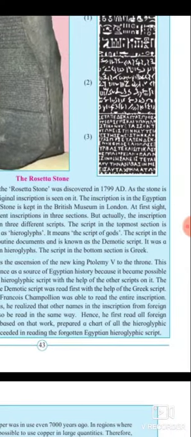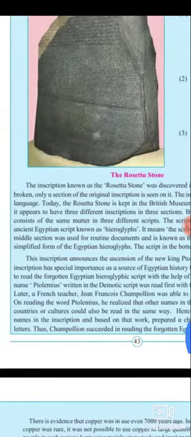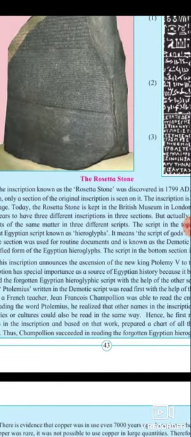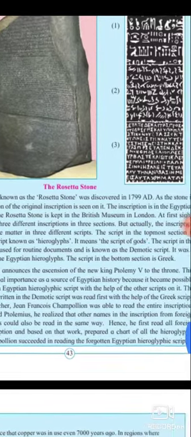The inscription is in the Egyptian language. Today, the Rosetta Stone is kept in the British Museum in London.